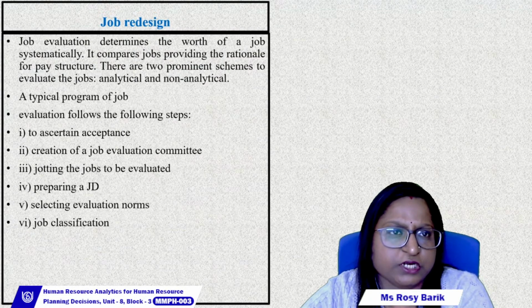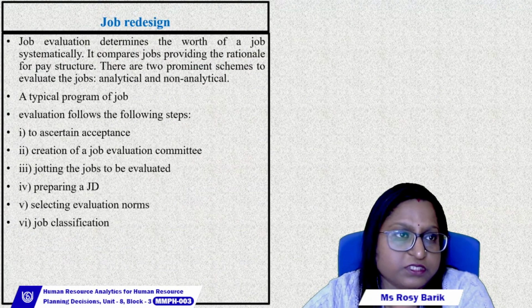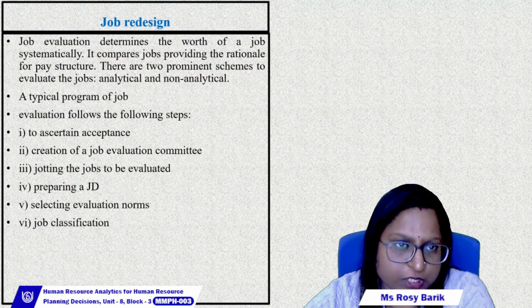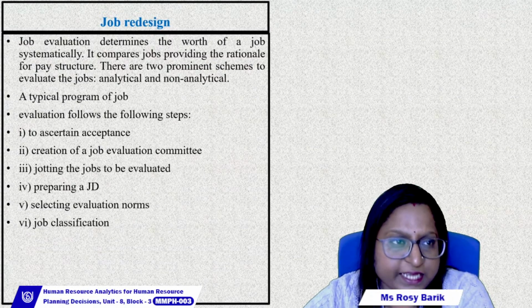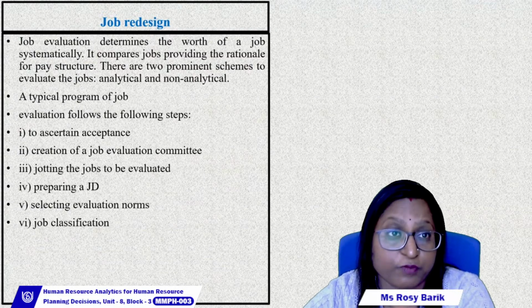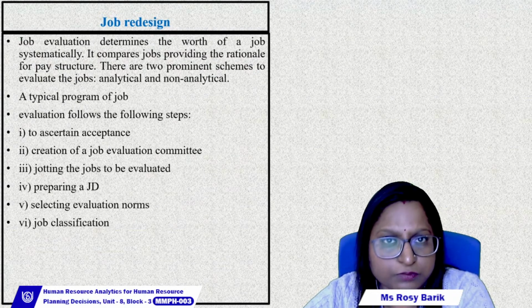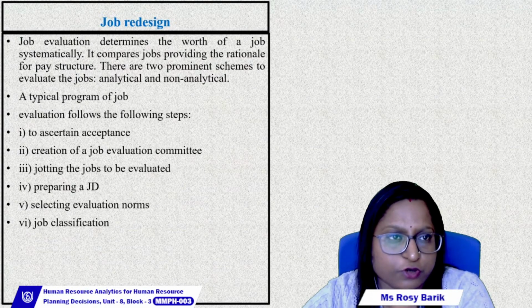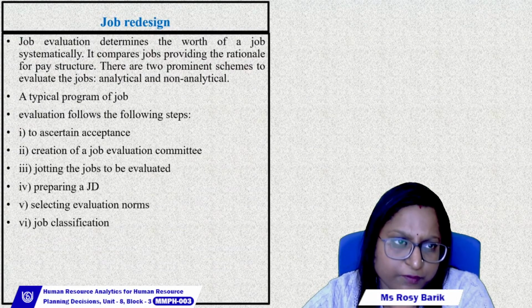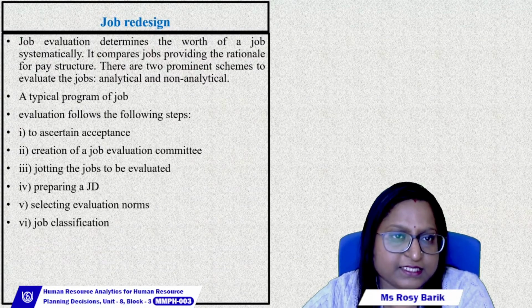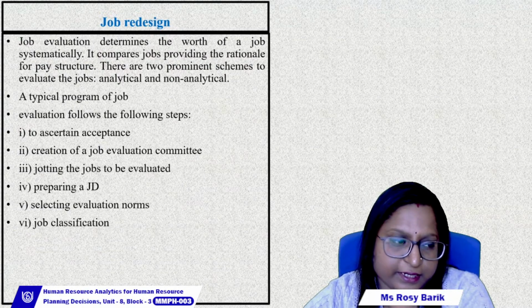So, job evaluation determines the worth of the job systematically. It compares the jobs, providing the rationale for the pay structure. There are two prominent schemes to evaluate the jobs, that is analytical and non-analytical. Evaluating the worth of the job systematically is known as job evaluation.